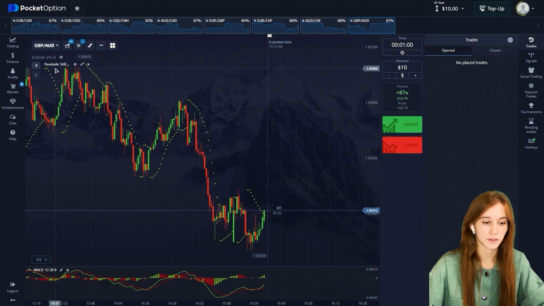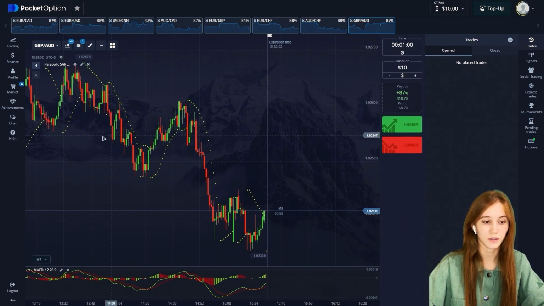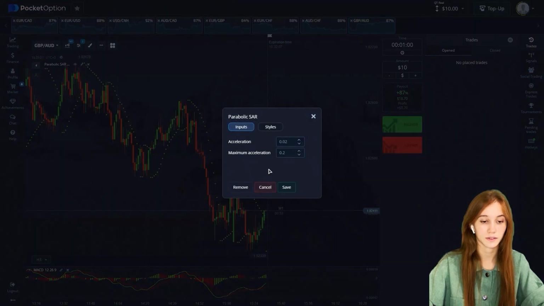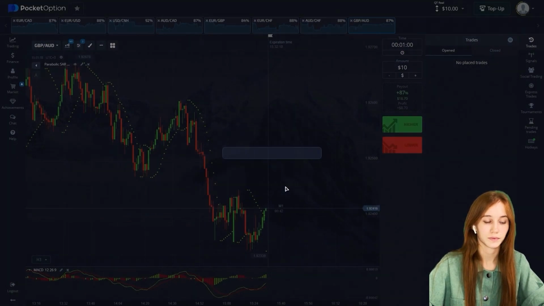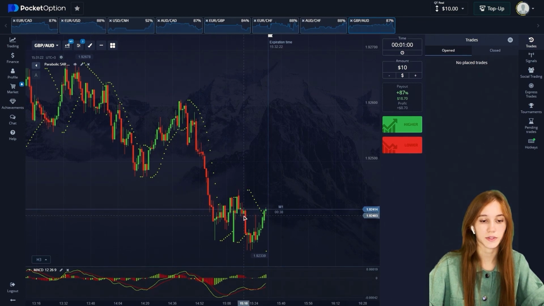So let me tell you about indicators. The first one, you see it on my screen. Its parameters you can copy and use. So Parabolic strives to recognize the right moments when the current position should be closed and the opposite one opened accordingly.